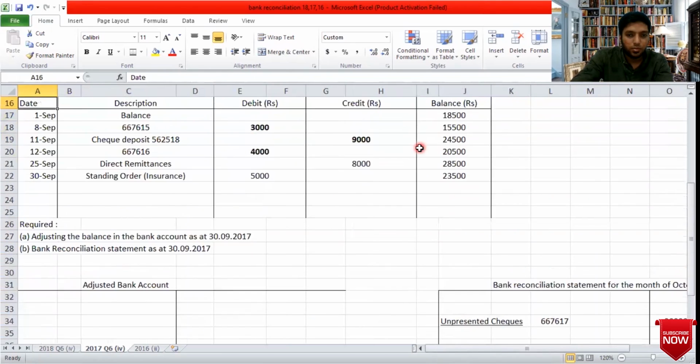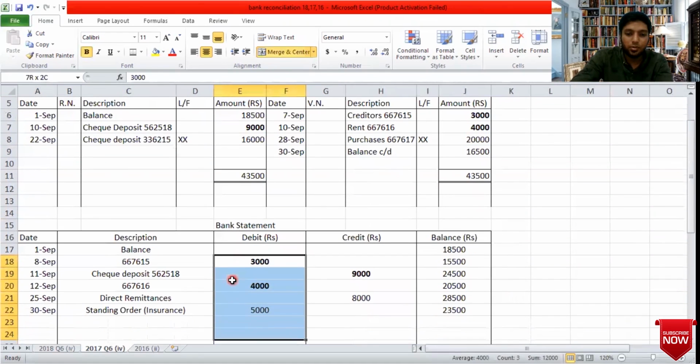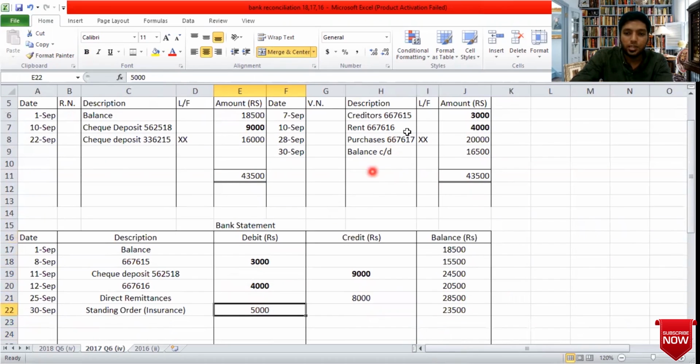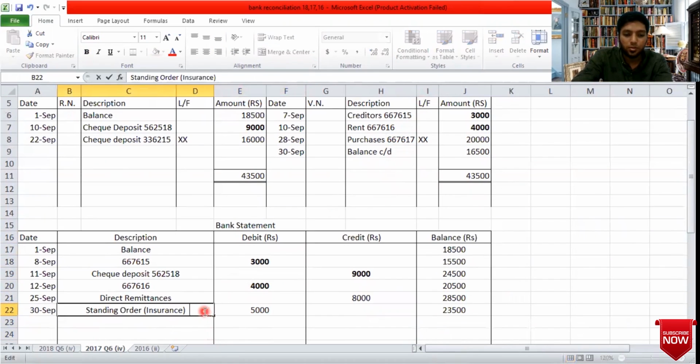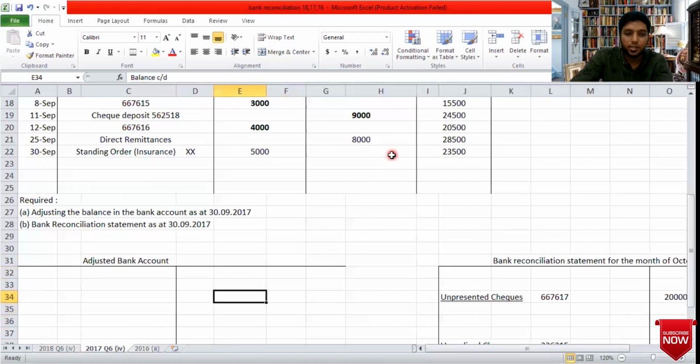and we move on. Now I'm going to compare my bank statement with the cash book, right? So I'm going to see my debit side with the credit side of the cash book. I need to see whether this 5,000 is there on the debit side. No. So this is a cross, right? This is 5,000 on the bank statement debit side, so in the cash book it should be on the credit side. So in the adjusted cash book, this should come on the credit side as standing order.